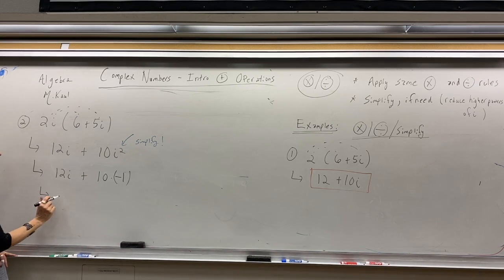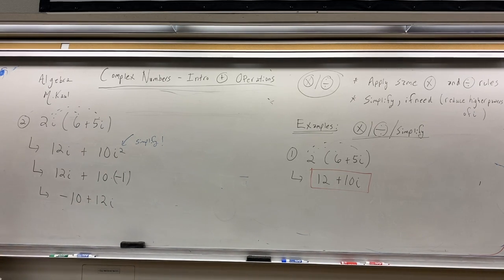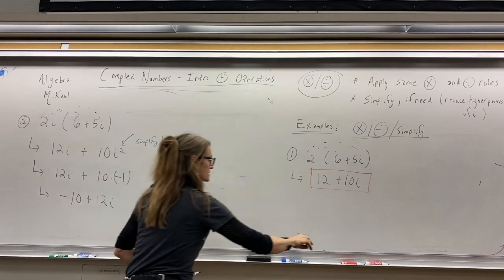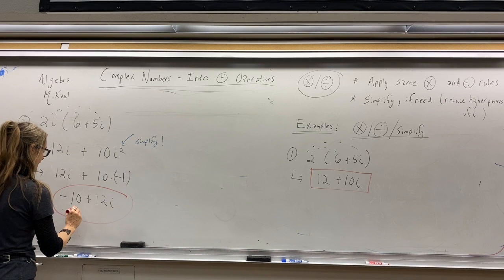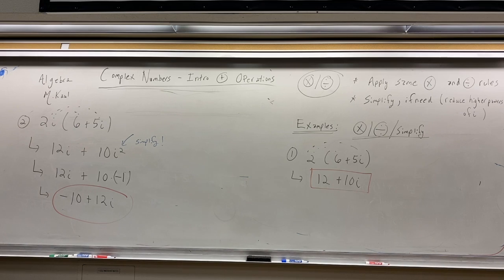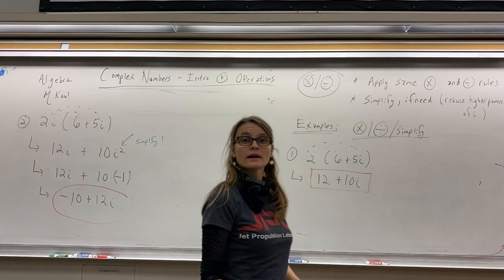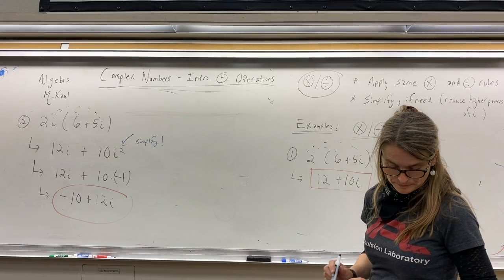Okay, so what happens here, I now have negative 10 plus 12i, and this is my final answer in complex number form. That would be my final answer, a plus bi form. And I'm done. I always check to see if I have anything else I need to simplify. So again, the rule of thumb is to keep your answer as simple as possible.